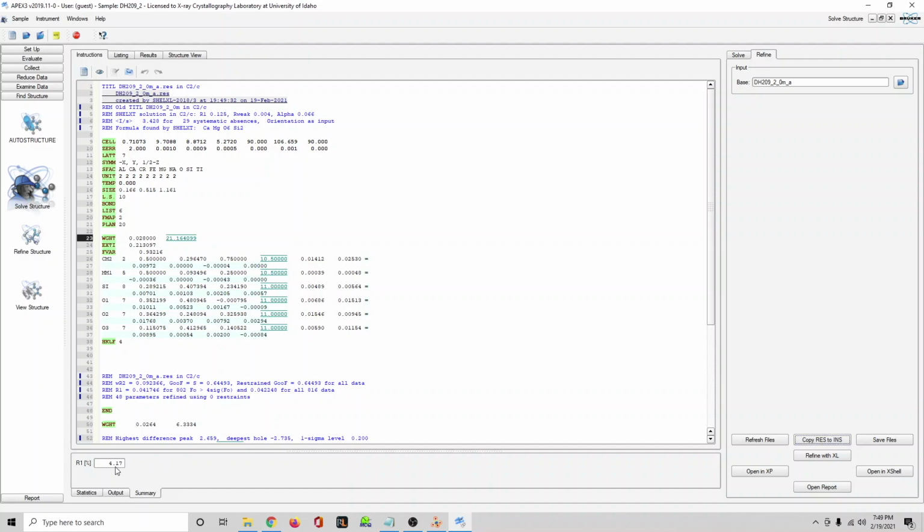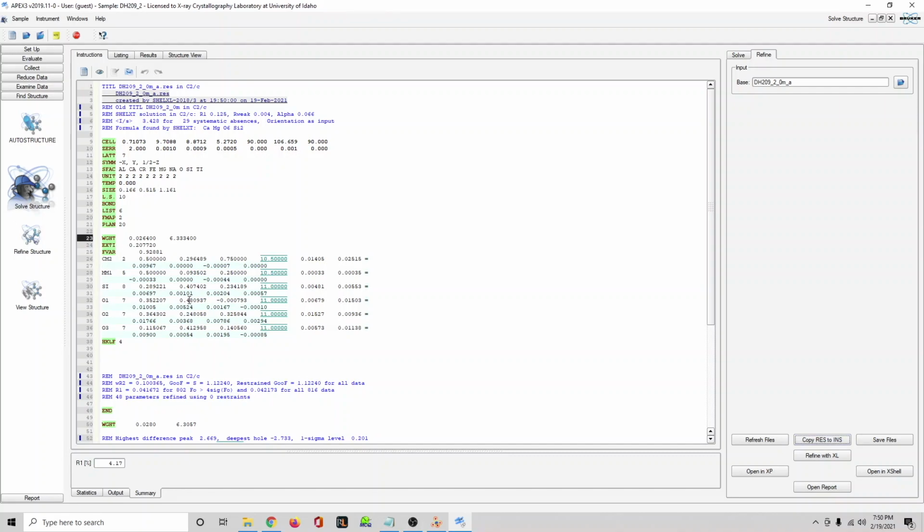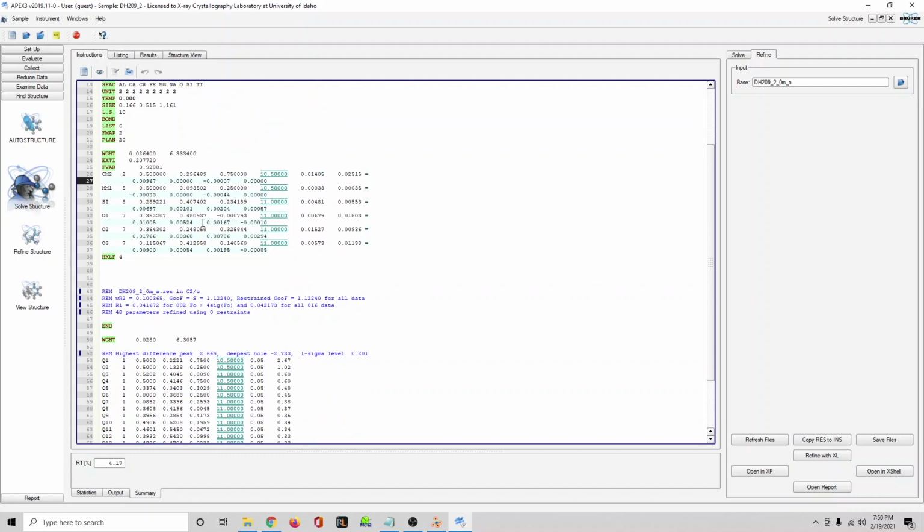So already we're down to an R1 of 4%-ish. Again, this isn't going to be the best refinement in the world, but we will deal with it. I'm just going to change the weight a little bit. Won't really do much. And now I'm going to start splitting occupancies, because the major difference right now, I would say, is the fact that some iron is occupying the magnesium site, most likely.